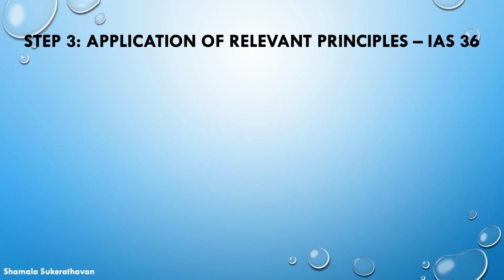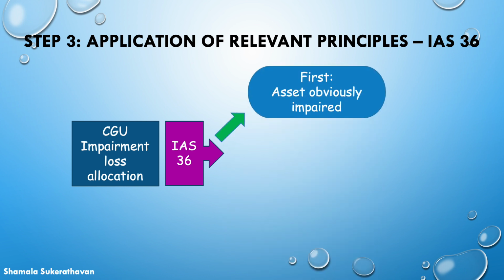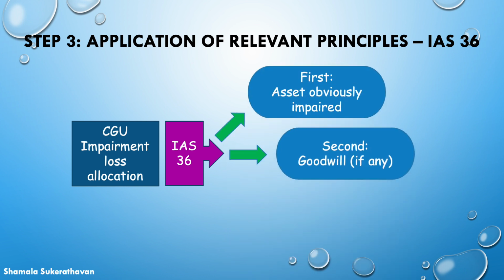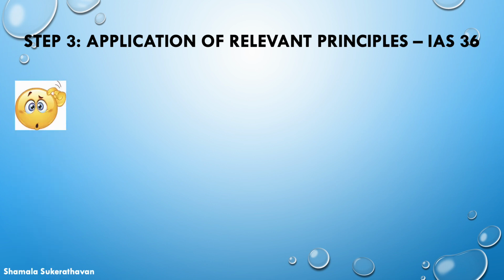An impairment loss relating to a cash-generating unit, CGU, according to IAS 36, shall be allocated between the assets in the CGU in the following order. First, to assets that are obviously impaired, second, to any goodwill allocated to the CGU, then finally to all other assets within the scope of IAS 36 in the CGU on a pro rata basis. So, how should the impairment loss of 13 million relating to Unit A be allocated?